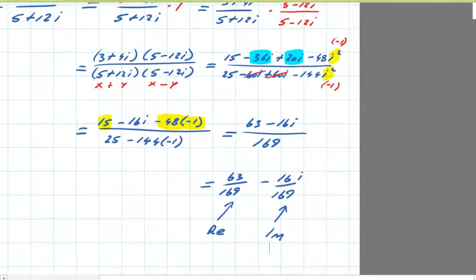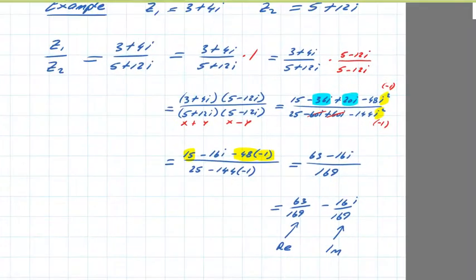So that's it. In this lesson, we have covered modulus of a complex number, which is distance from 0. We've covered the conjugate, which means changing the sign of the imaginary part. And we have covered addition, subtraction, multiplication, and division. And that's the end of the lesson.